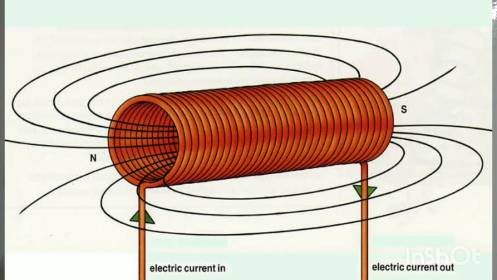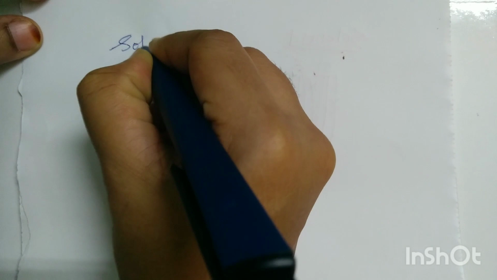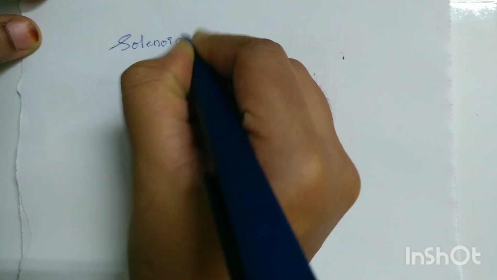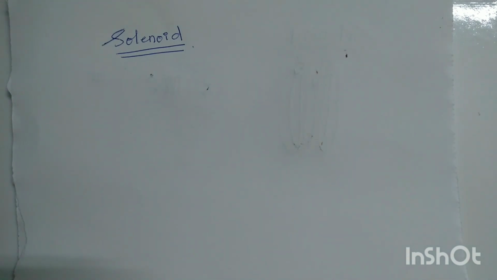In this video we are going to discuss another important topic of physics, that is solenoid. In order to understand solenoid, you should have the basic concept of bar magnet. So what is a bar magnet?